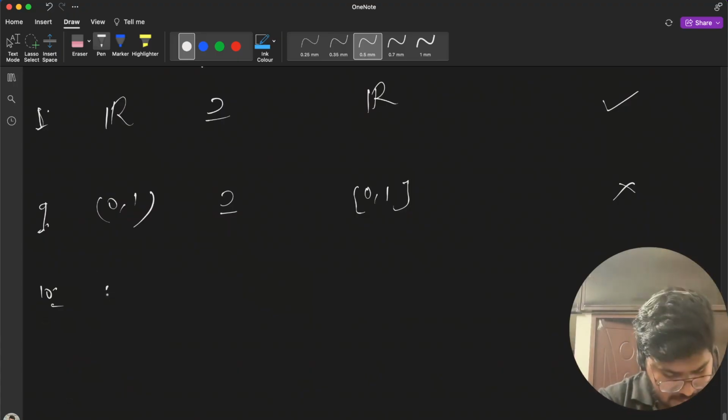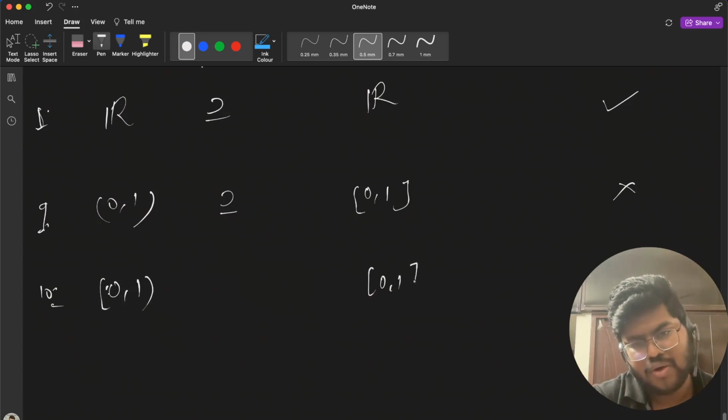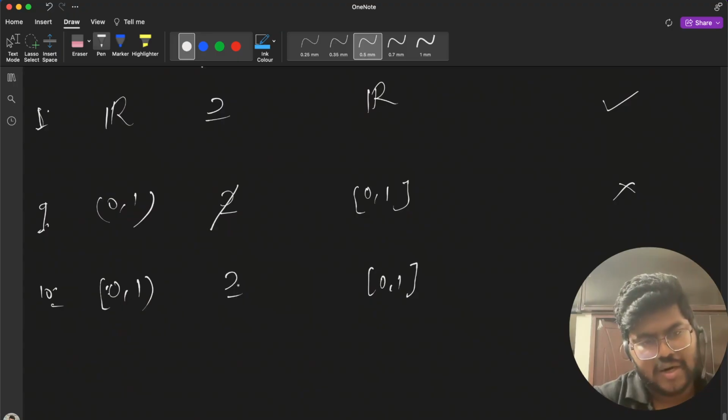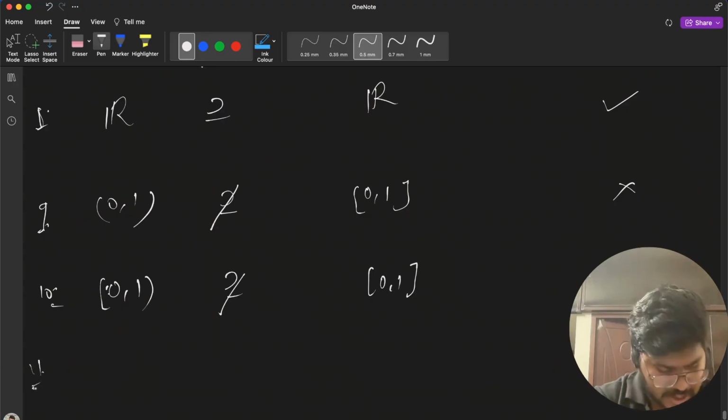Again if I take the interval with 0 closed and 1 open, then this again has the set of limit points [0,1], so again it is not a subset, so it is not a closed set, right?